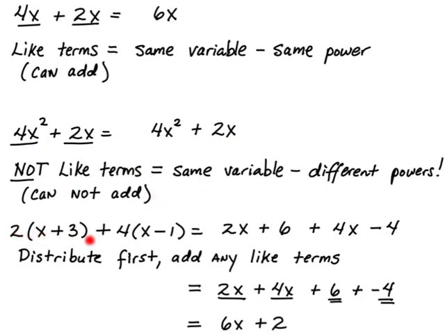Alright, now when you have something like this, you need to do your distributive property first, and then add any terms that may be alike. So 2 times x is 2x, 2 times 3 is 6, 4 times x is 4x, and 4 times negative 1 is negative 4. So 2x and 4x are like terms. We can add those to get 6x, and 6 minus 4, those are like terms, and we add those and get 2. So 6x plus 2.